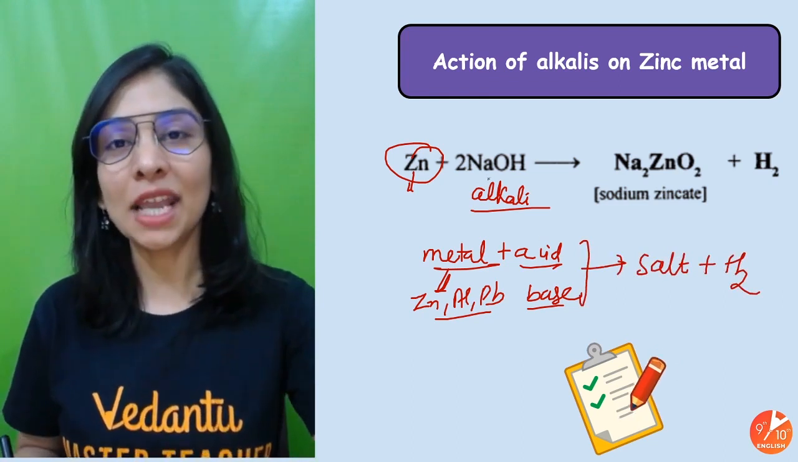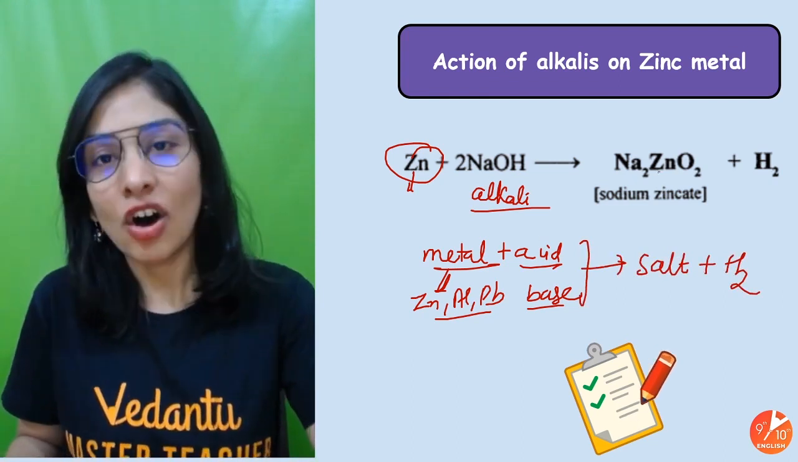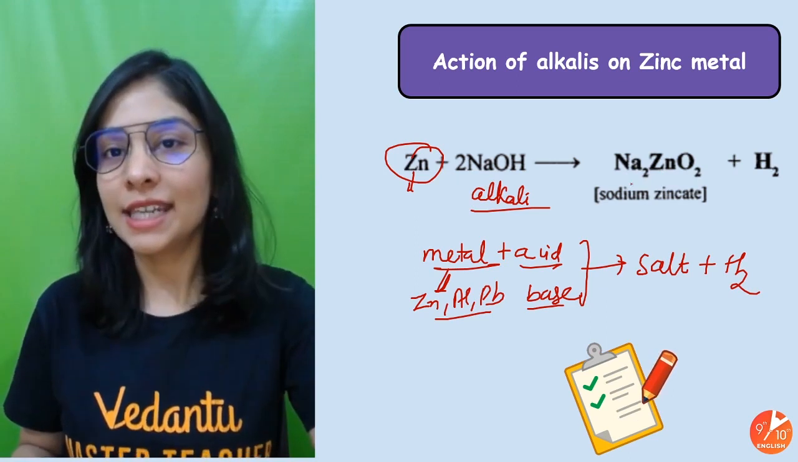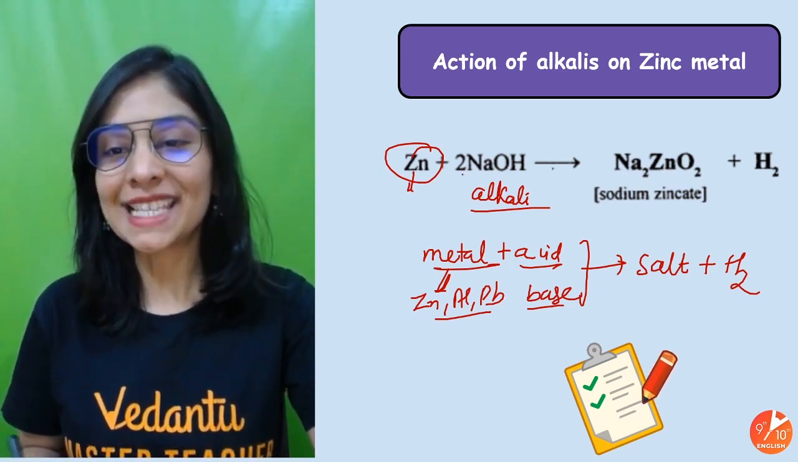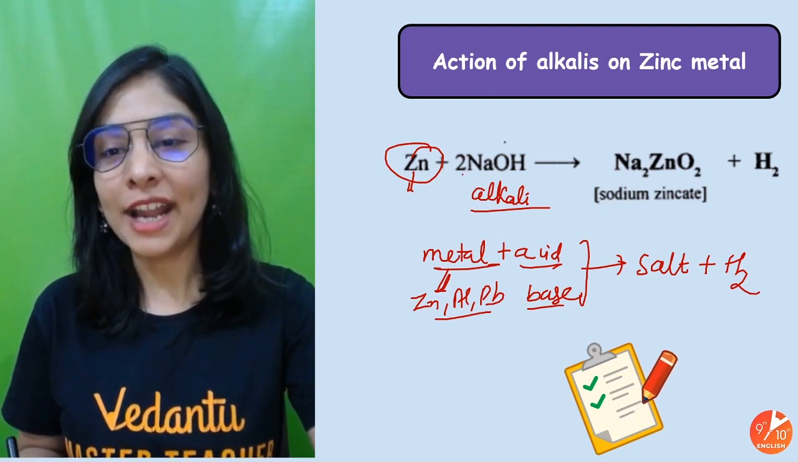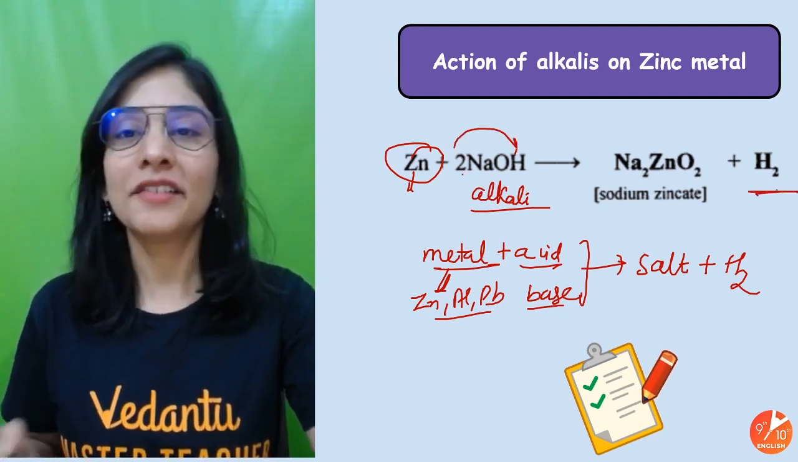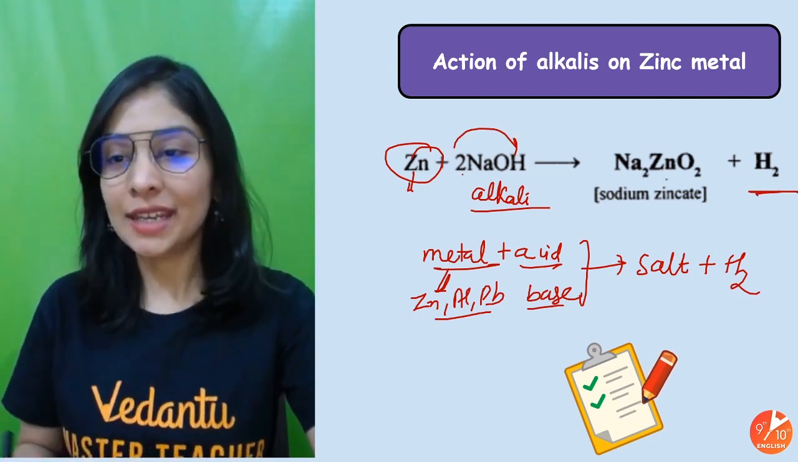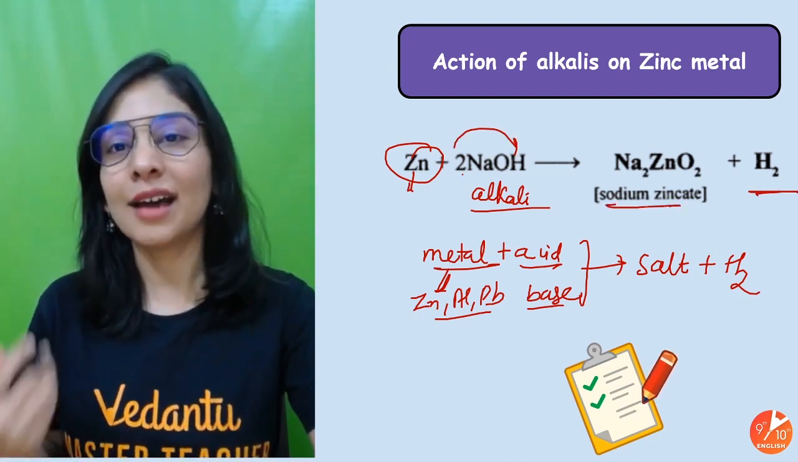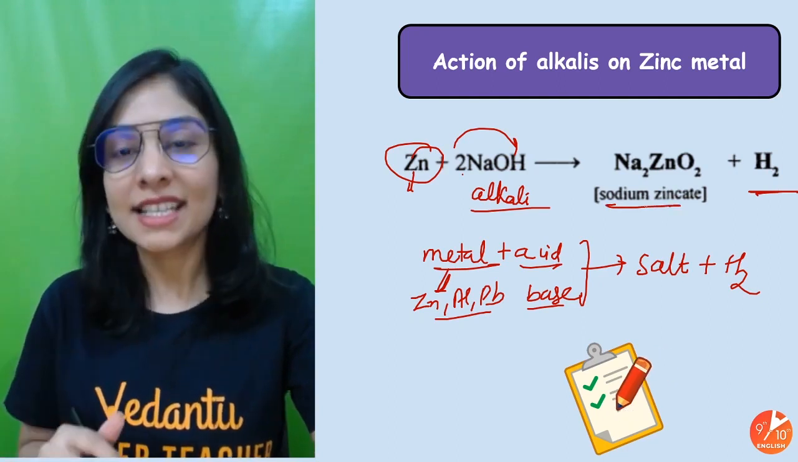Look at this, zinc with NaOH, we will get a salt, that's sodium zincate, with hydrogen gas. Na2ZnO2, two hydrogens are left, and that's released in the form of hydrogen gas that burns with a pop sound. Now this is sodium zincate; some books also say sodium metazincate.